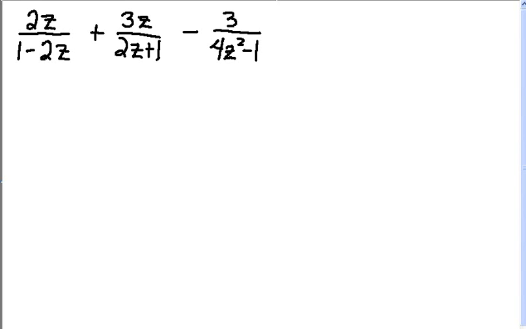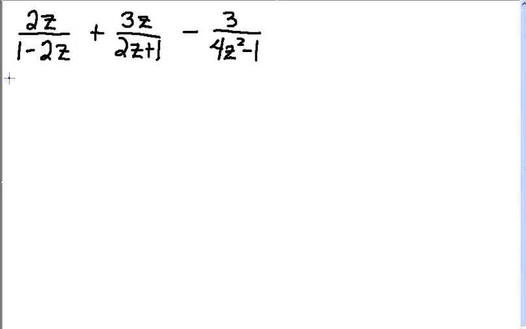Hi, this is a video where we will look at adding and subtracting rational expressions. Now, whenever we're adding and subtracting rational expressions, we have to first come up with a common denominator. The first thing I notice here is that I have 2z plus 1 and 1 minus 2z.